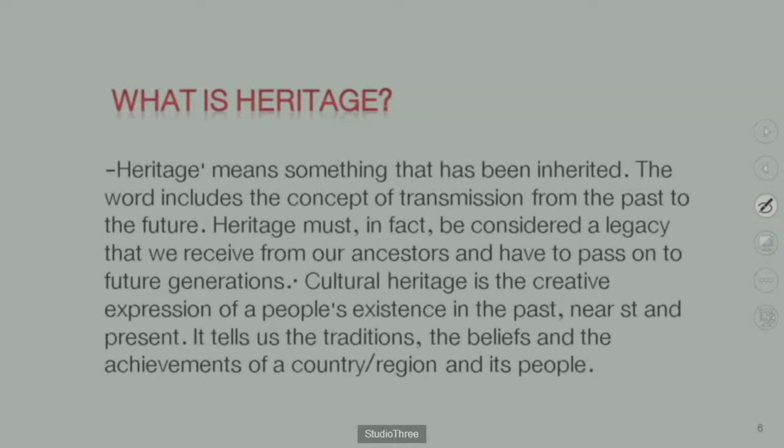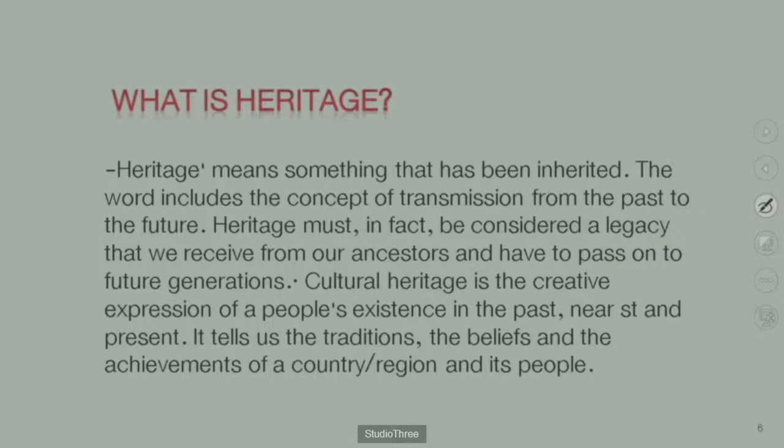First I told you what is meant by heritage. Heritage is a hereditary thing which passes on from one to another. But here, for the sites, the word heritage means something that has been inherited. The word includes the concept of transmission from past to the future. Today we are present, and what we will preserve, what we will protect, that will go to the future. That will be the heritage.